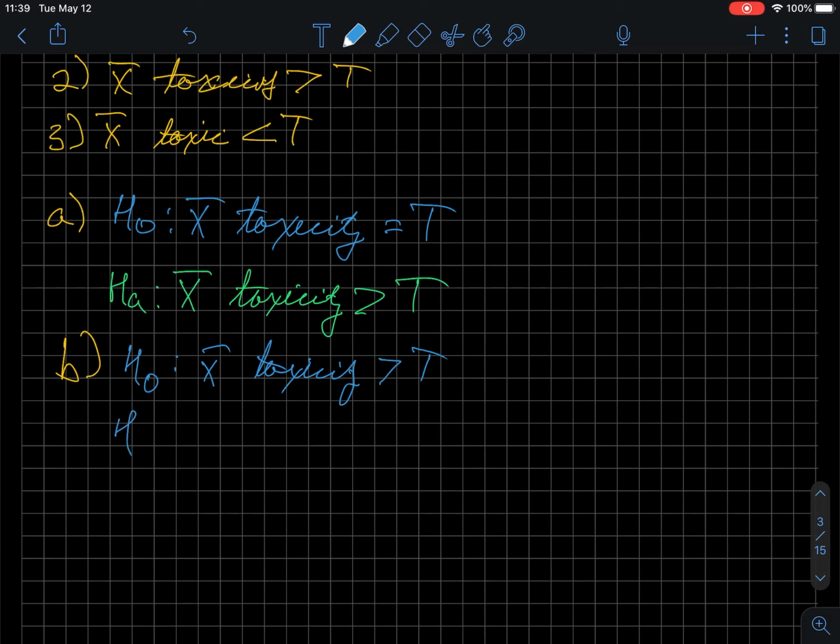And maybe there could be multiple alternative hypotheses if you're the producer. One could be that the average toxicity equals the threshold, right? So that could be another way of putting it. So we put a little subscript 1, or the second one could be that toxicity is below the threshold, right? So that's a different way that you can set up that particular problem.